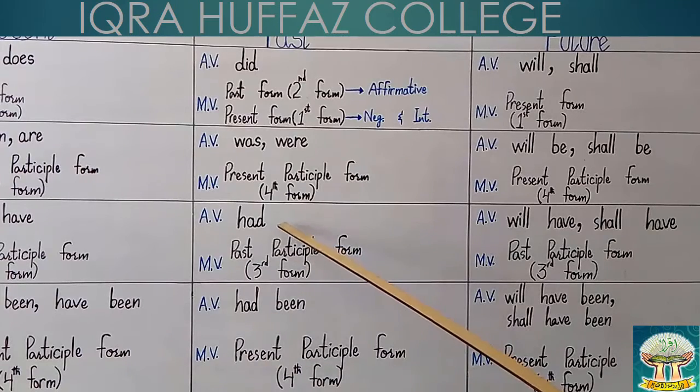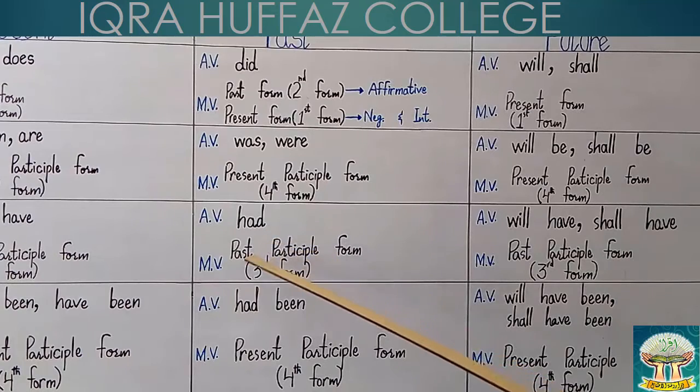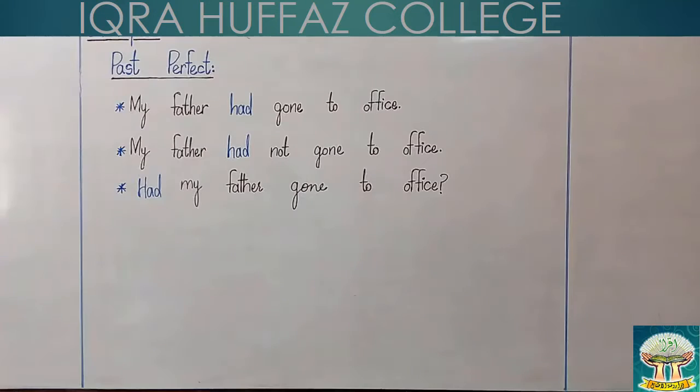While in past perfect, we use had as auxiliary verb and we use past participle form of main verb, which means third form of main verb. These sentences are the examples for past perfect tense with the usage of had as auxiliary verb and the usage of past participle form of main verb, which is gone in all three sentences.